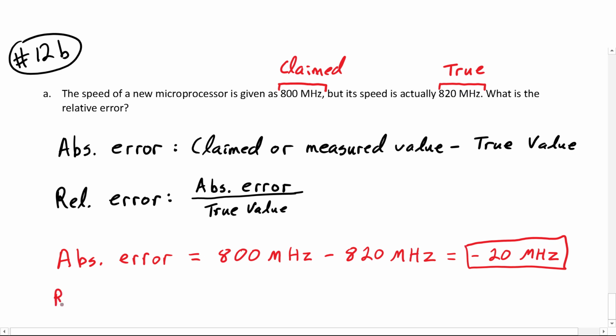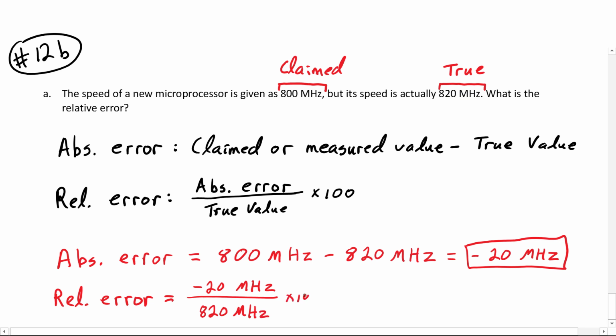And then if we want to do the relative error, what we'll do is we'll divide absolute error divided by the true value, and we'll want to write this as a percentage, so I'm going to write times 100. So that'd be negative 20 megahertz divided by the true value, 820 megahertz, times 100. Now if we do that calculation and we round to the nearest tenth, it comes out to be negative 2.5%.